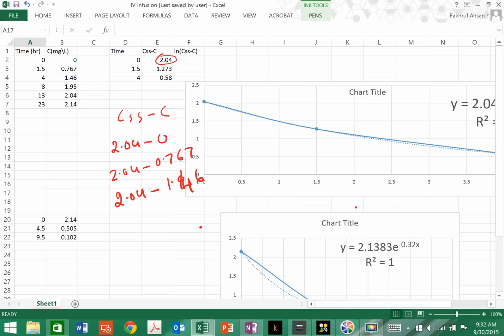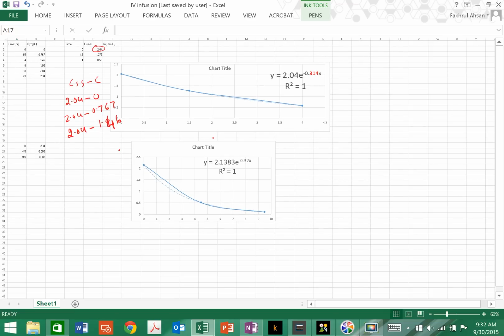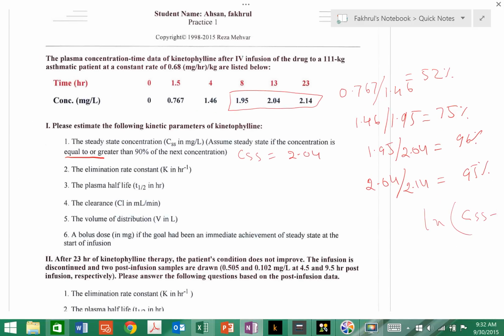You should get a plot like this, and the slope of this would be 0.314. So this would be K. In this case K is going to be 0.314 per hour. So you have K now. Now you are going to calculate T half.